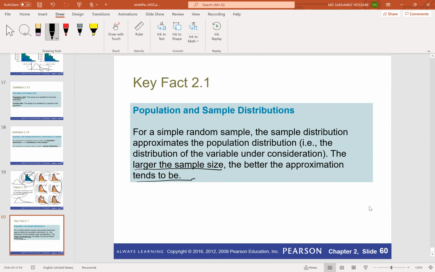Okay, so that's all about chapter 2. Do you have any question? So what did we learn from chapter 2? Organizing data. We learned about different types of variables, qualitative variable and quantitative variable, right? Then organizing the data for qualitative variable and the data for quantitative variable.